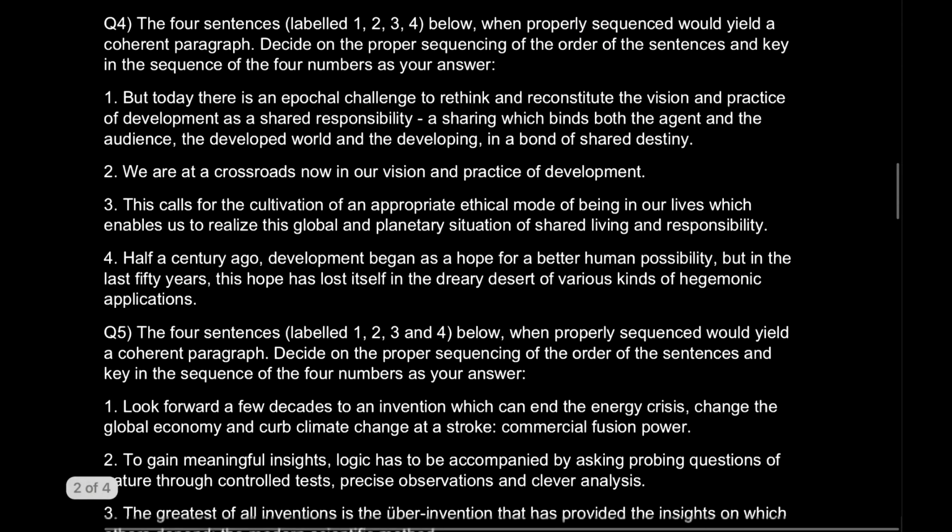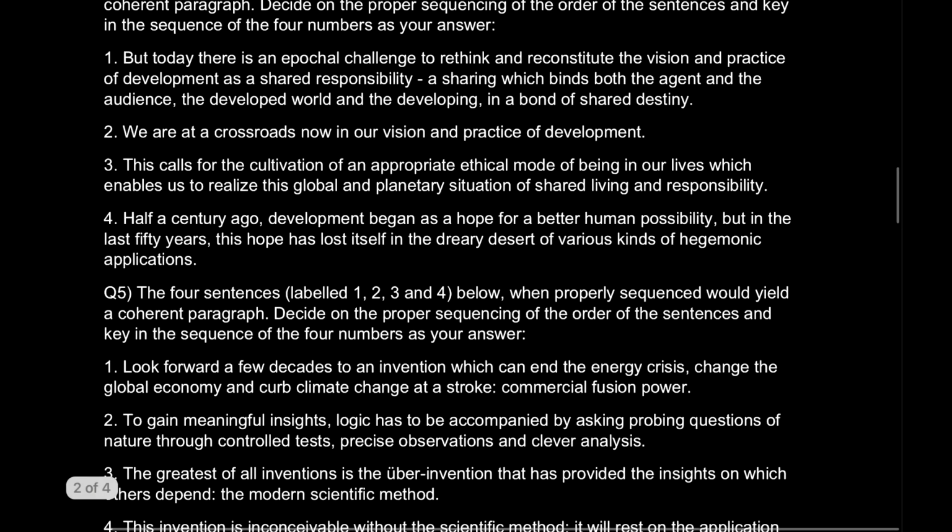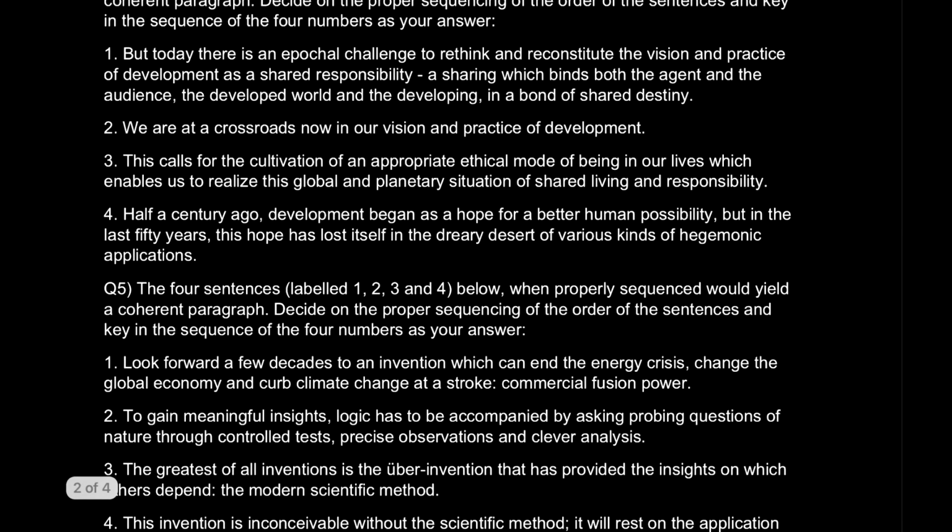Now moving back to the fourth question and changing the color of my pen. "But today there is an epochal challenge." But today से कभी हम शुरू नहीं करेंगे. "We are at a crossroad now in our vision and practice of development." Well, this is quite convincing to me because जब तक हम किसी dilemma में नहीं आते हैं, हम उसके बारे में describe नहीं करते हैं. So this sounds correct. Let's see the third one.